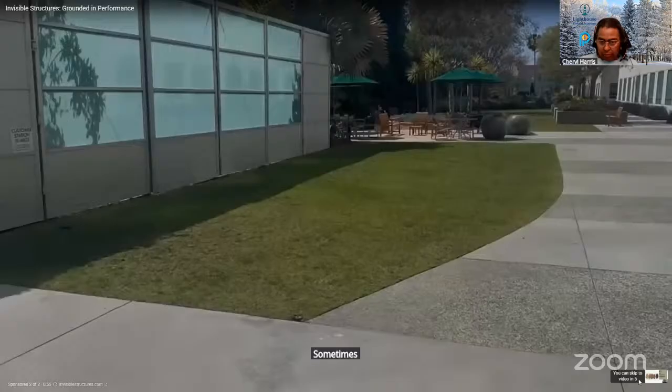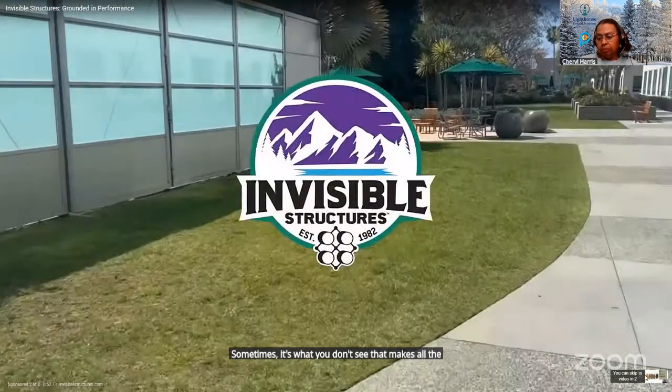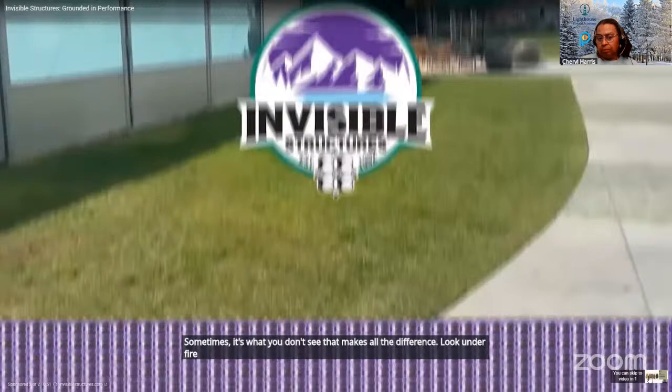Sometimes it's what you don't see that makes all the difference. Look under fire lanes, grass-covered park.